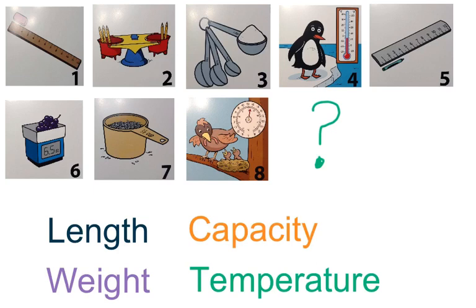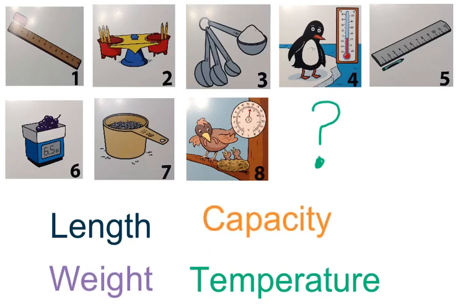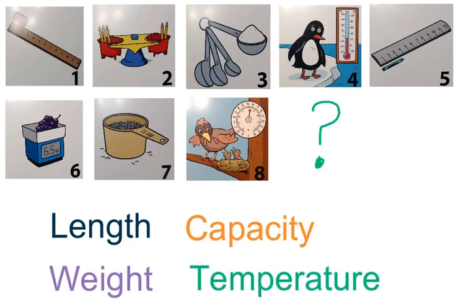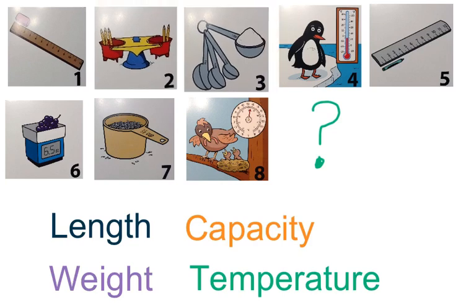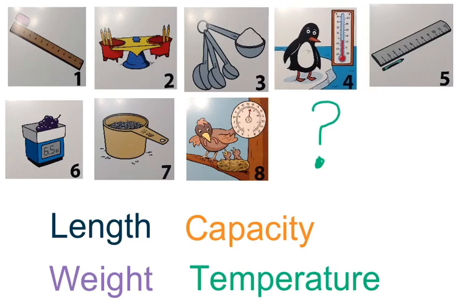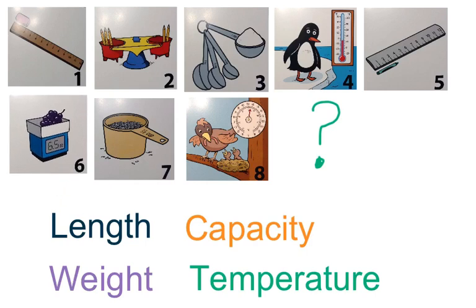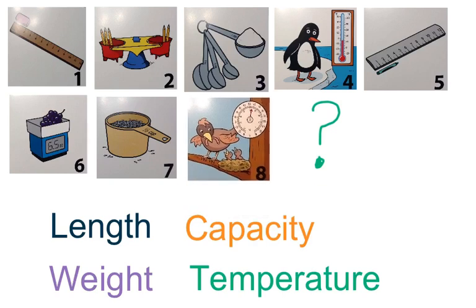Now let's look at our calendar pieces for the month of April. Remember that our calendar pieces can be one of 4 words: length, weight, capacity, or temperature. Let's look at the pictures that we've had so far. April 1st, length. 2nd, weight. 3rd, capacity. 4th, temperature. 5th, length. 6th, weight. 7th, capacity. 8th, temperature.